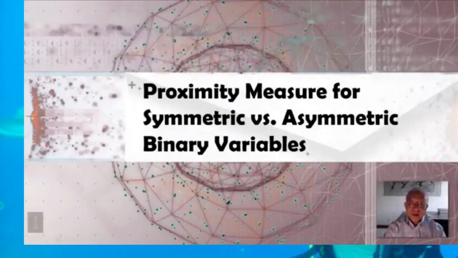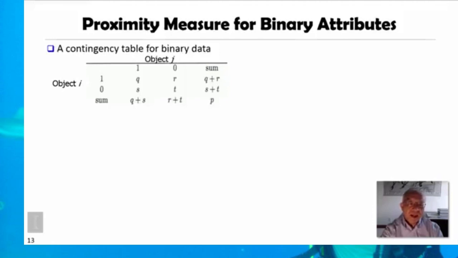In this session, we are going to discuss proximity measure for symmetric versus asymmetric binary variables. For binary variables, we usually represent their occurrences using a contingency table. Suppose we have two objects, i and j. The number of times they both appear could be q, they both are missing could be t cases. i appears and j does not, there are r cases, and i does not appear and j appears s times.